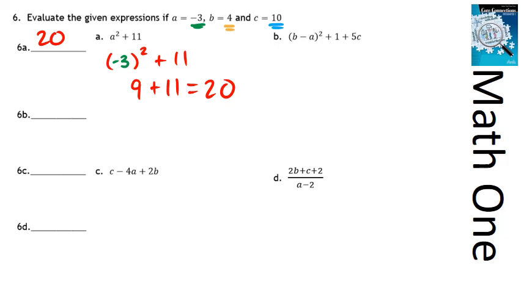For B, you can see the first thing I've got here is this value of B. So I'm going to set out to use some open parentheses and then close parentheses and squared. So you can see that's A minus B. But inside of here for B, I'm going to use parentheses and a 4. And then minus, and in parentheses, I'm going to put a negative 3 in for A. I'm trying to make sure that I catch that I'm subtracting negative 3 there. And then outside of the parentheses, I've got plus 1. And then I've got plus 5 times C. And for C, right, I'm using the number 10.